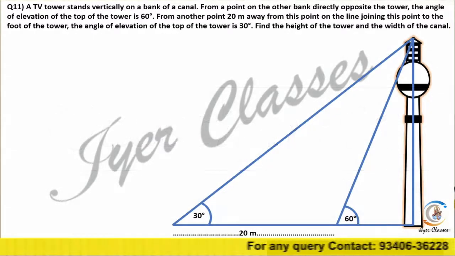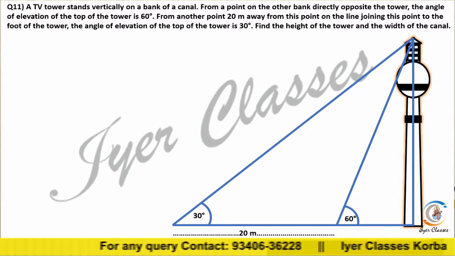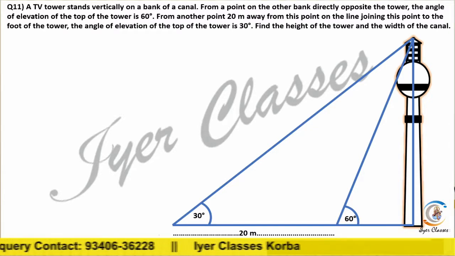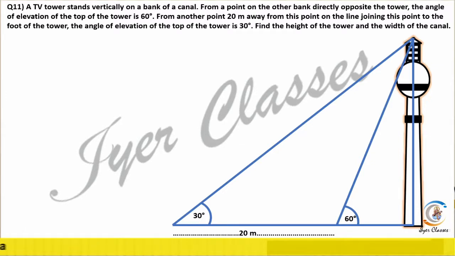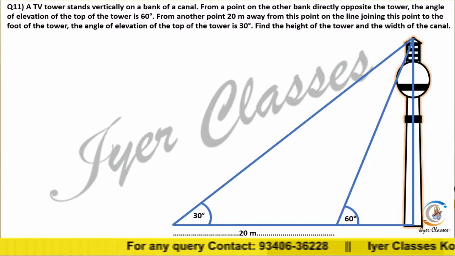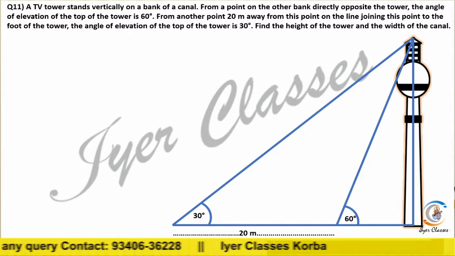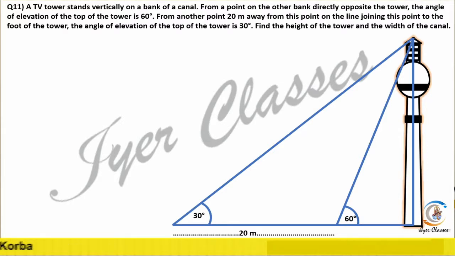A TV tower stands vertically on the bank of a canal, and from a point on the other bank directly opposite to the tower, the angle of elevation of the top of the tower is 60 degrees. From another point 20 meters away from this point, on the line joining this point to the foot of the tower, the angle of elevation of the top of the tower is 30 degrees. Find the height of the tower and also the width of the canal, right?